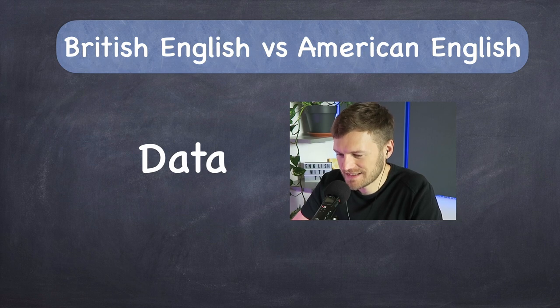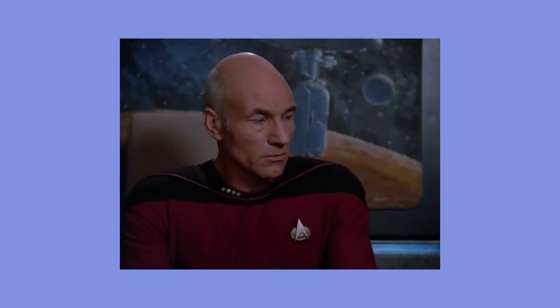The next word only has four letters, D-A-T-A. And the British way of saying this would be data. Some might say data, but I think most people in England, or in Britain, would say data. And in American English, it would be more like data. So the A would be pronounced A, data, and the T is again very soft, like in tomato. Data. Here's an example of the American pronunciation for you. Data. Data, where are you?